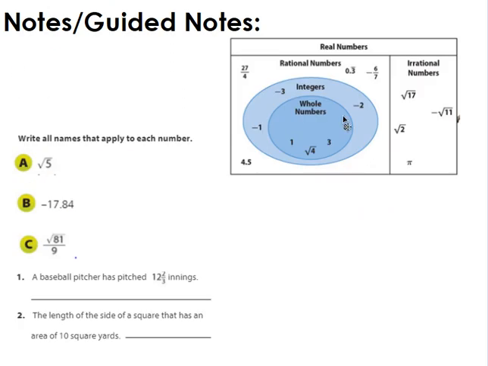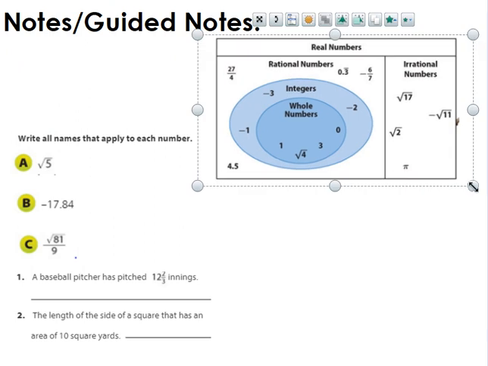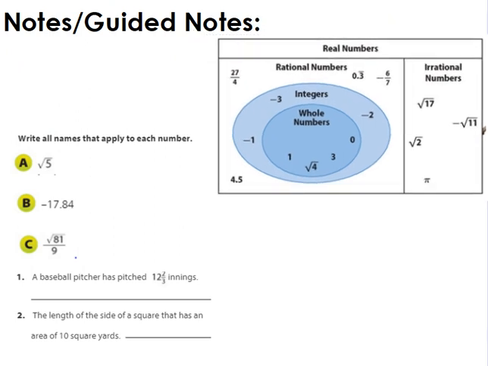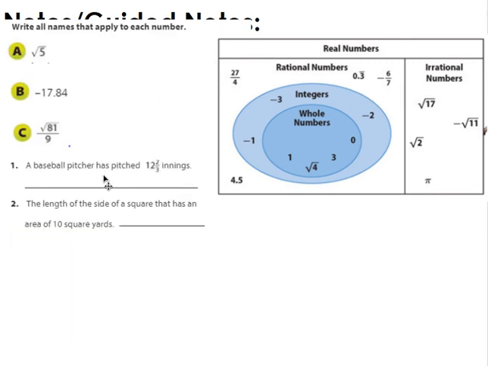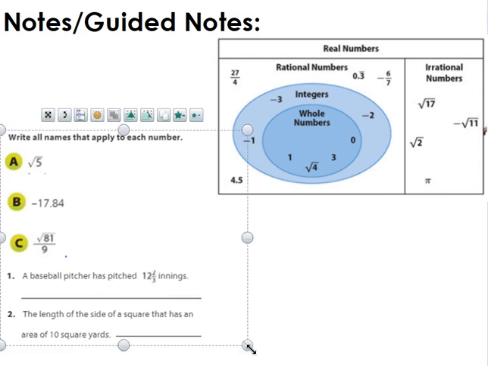Here, you have this chart that lays out all the categories and all the sets of real numbers. We have two categories of real numbers: rational numbers and irrational numbers. Within those two categories, we have different sets, different subcategories, if you will.